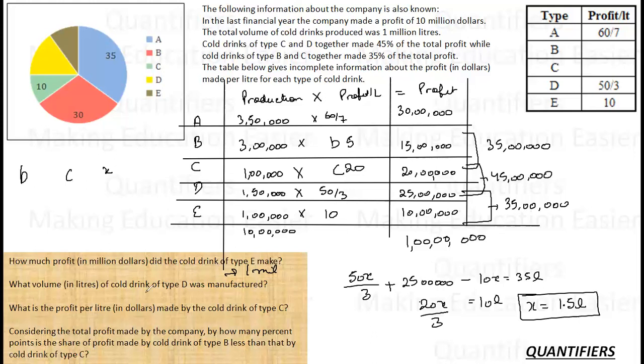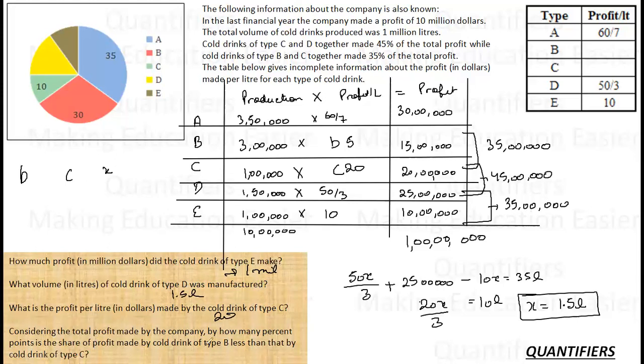What volume of cold drink of D was manufactured? D was 1,50,000. So it is basically 1.5 lakh or 1,50,000, whatever we can say. What is the profit percent for the type C? For type C, it is $20 per liter. Perfect.